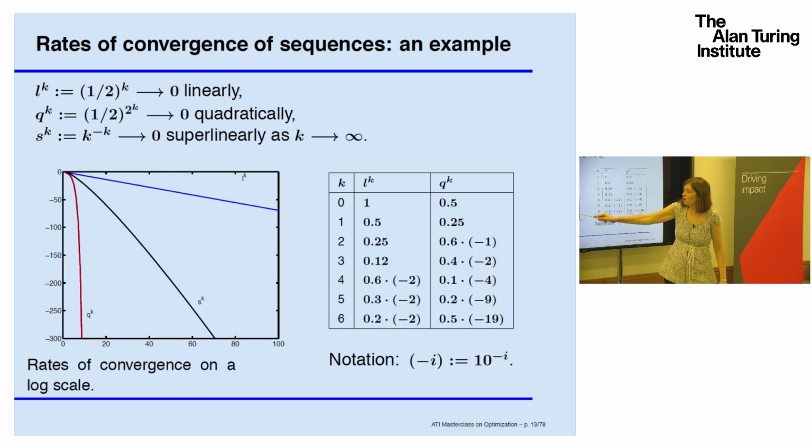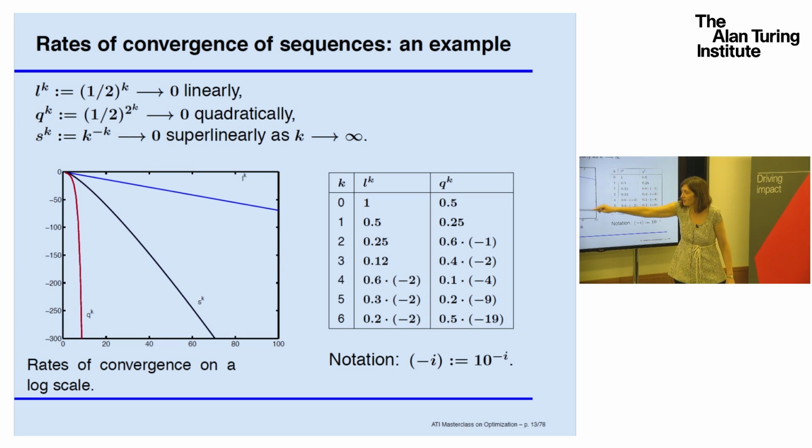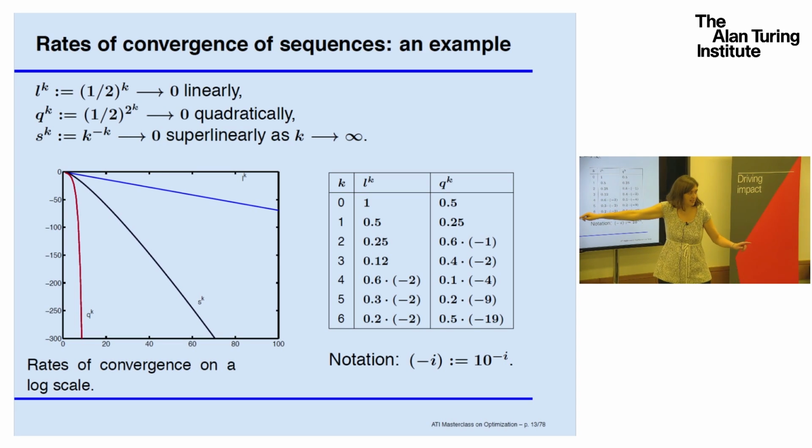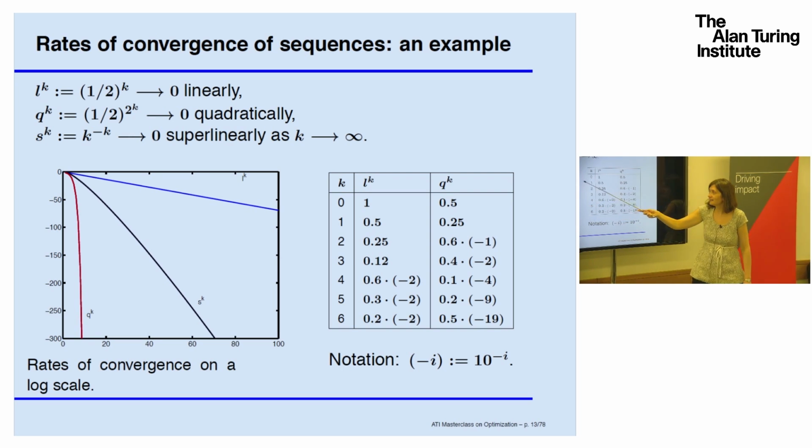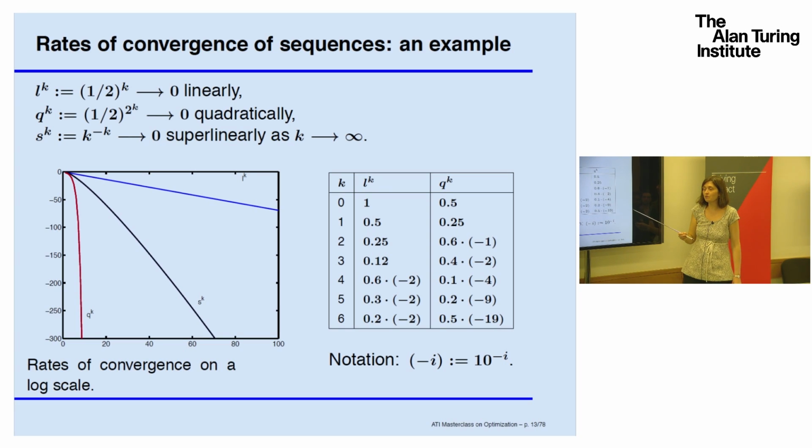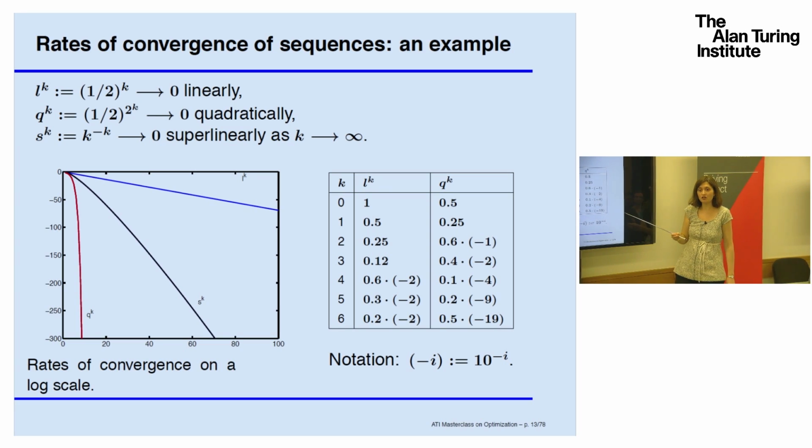And here in this plot, I plot k versus log of these sequences. So log of 0 is minus infinity. So they all go to minus infinity, right? But here's the quadratically convergent sequence. To get to value minus 300, say that's my epsilon, I take, I don't know, 10 iterations. For the superlinear, I get 70 iterations. And for the linear, I'm going to take much longer.